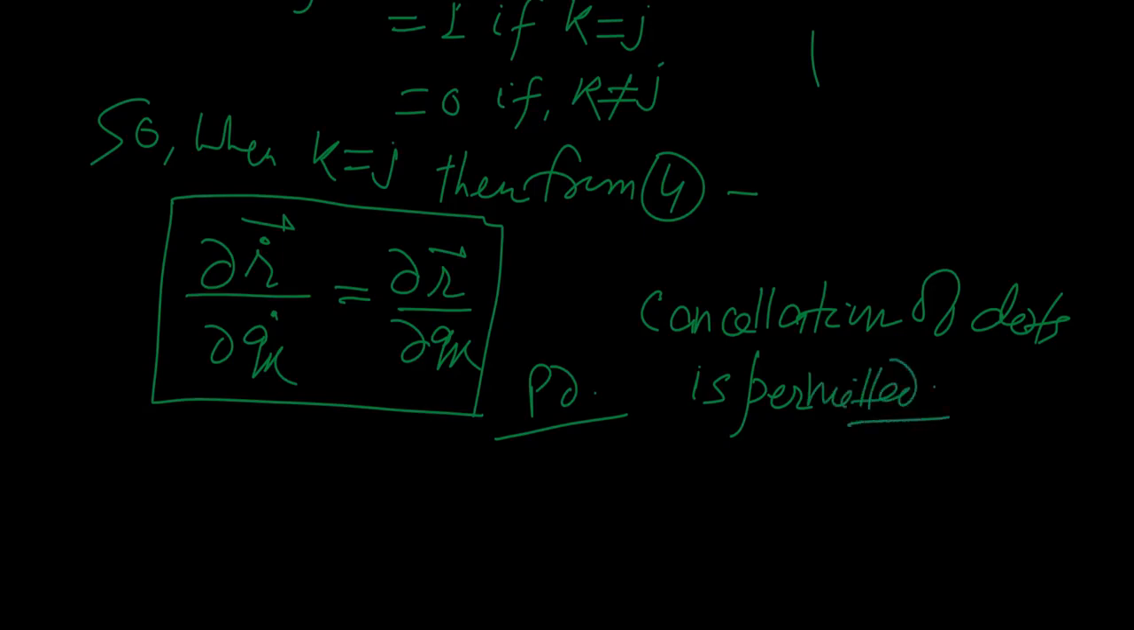This is all for today. In the next lecture, we will discuss another important theorem which is used in the derivation of the Lagrange equation, and that theorem is known as the theorem of interchangeability of total time derivative with partial coordinate derivative.